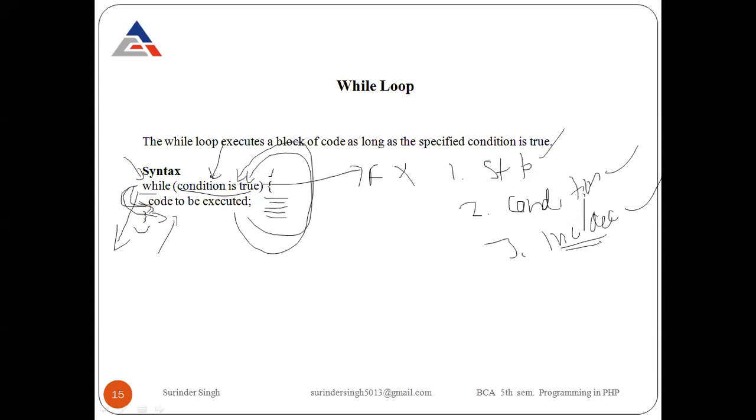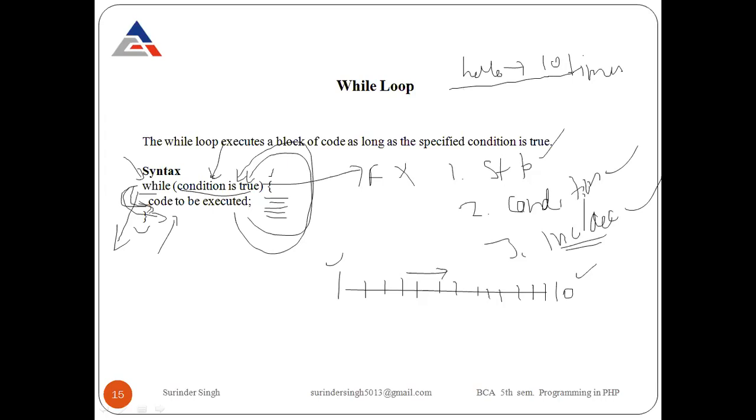Why are we using increment or decrement? Because there is a start point and there is an end point, and after each iteration we are moving toward the ending point. For example, if you want to print hello world 10 times, what do you do? You have starting point 1 because you are starting from 1, and the ending point is 10.